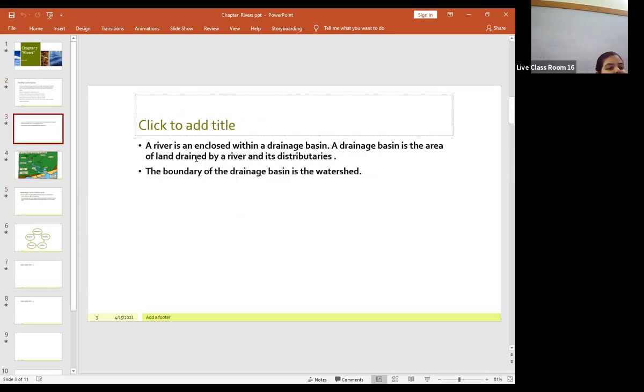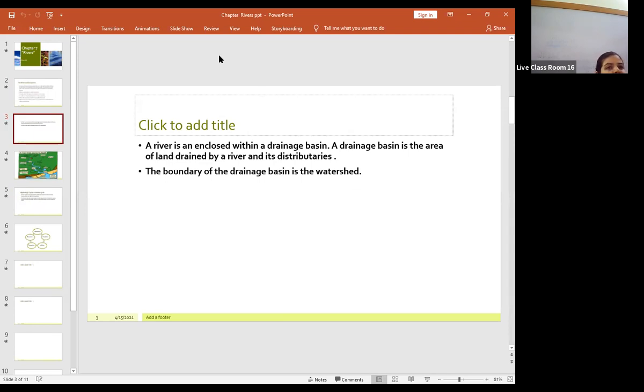What is the river system and why do we call that enclosed? A river is enclosed within a drainage system. A drainage basin is the area of land drained by a river and its tributaries. The boundary of the drainage basin is the watershed. The watershed or divide is usually the ridges or highest places of a highland, for example a mountain range. The watershed also forms a boundary separating one river system and its drainage basin from another river system.